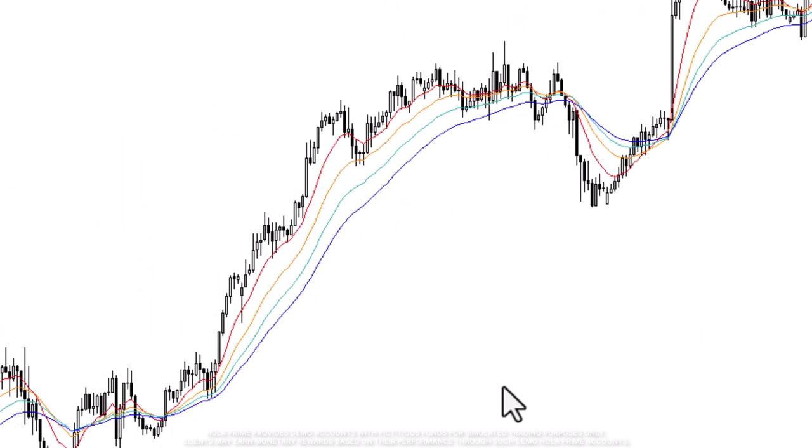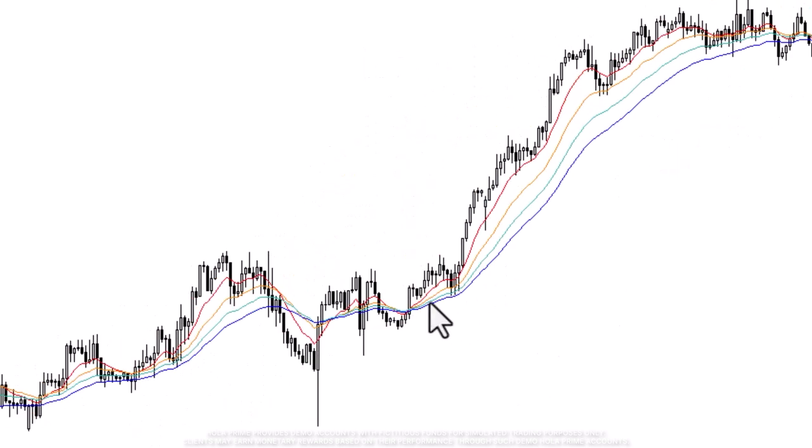So the question then becomes, how do you use this? It's pretty straightforward, really. What you are looking for is an area where the moving averages start to spread out like you see here on the chart, and you trade in that direction. It's really that simple. Now, when do you get out?